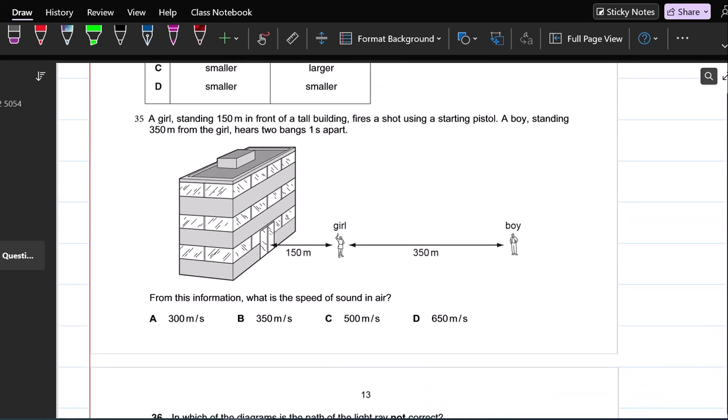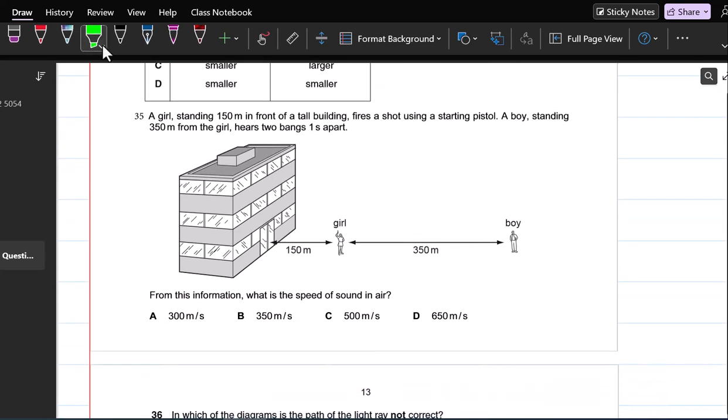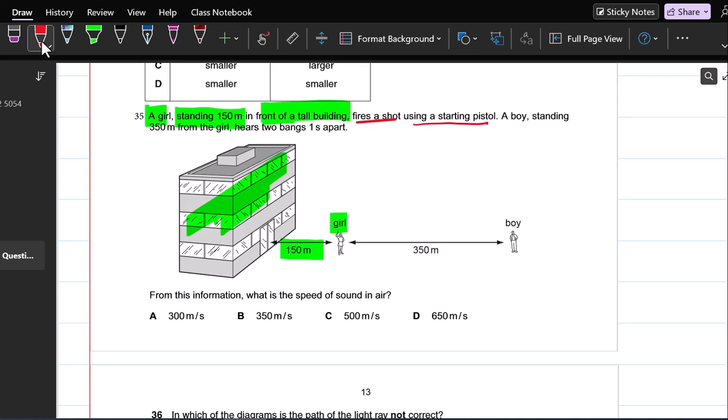Moving to question 35. Little tricky question. A girl is standing 150 meter in front of a tall building. So this is a building here. Here we have a girl, and it is 150 meter from the building. She fires a shot using a starting pistol. A boy is standing 350 meter from the girl. He hears two bangs 1 second apart. From this information, what is the speed of sound in air? So two methods are here. One method, you can see, is technical and the right one.